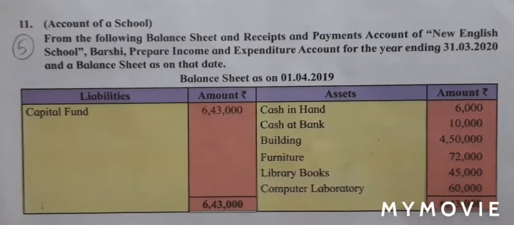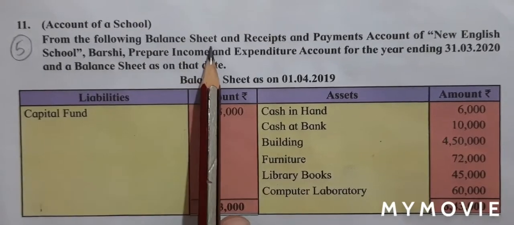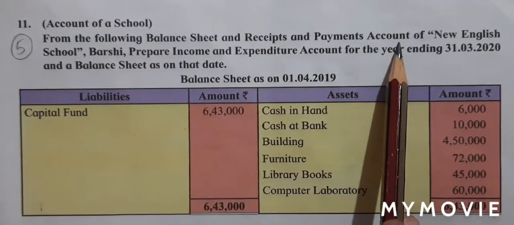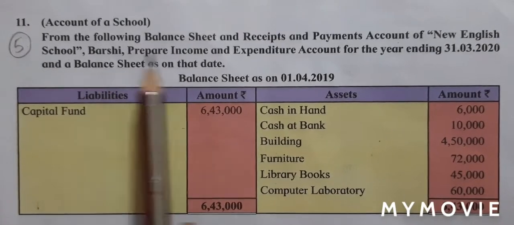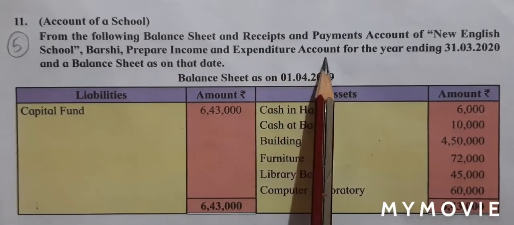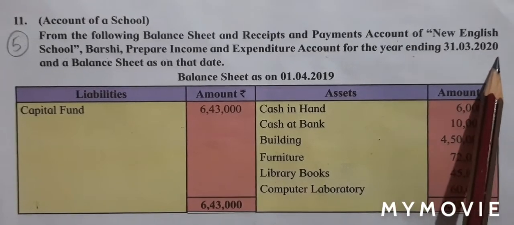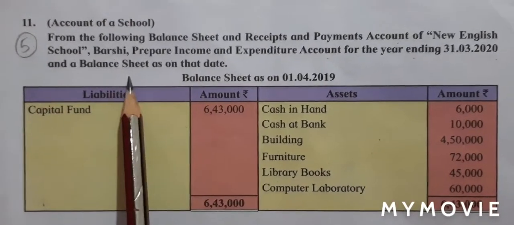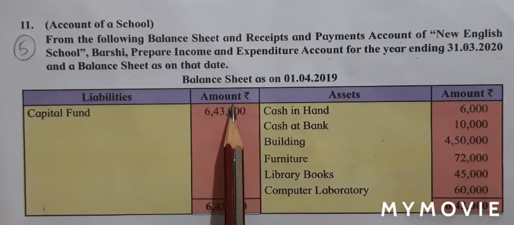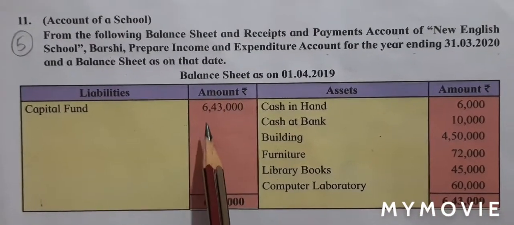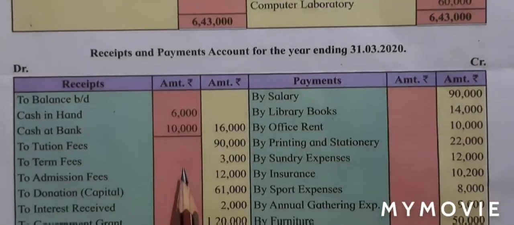So now let's read question number 11. From the following balance sheet and receipts and payment account of New English School, Barshi, prepare income and expenditure account for the year ending 31st March 2020 and balance sheet as on that date. Now before we start reading the balance sheet, we will first read our receipts and payment. So let's come to receipts and payment.